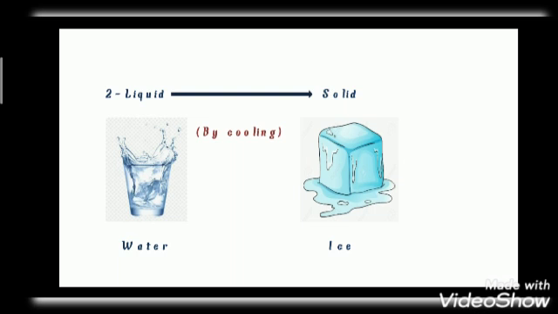Water to ice by cooling. Water is a form of liquid. Ice is a form of solid. So liquid to solid by cooling. Water to ice by cooling.